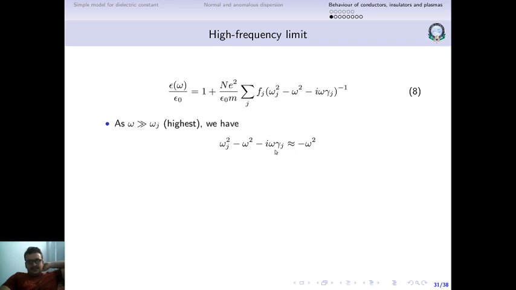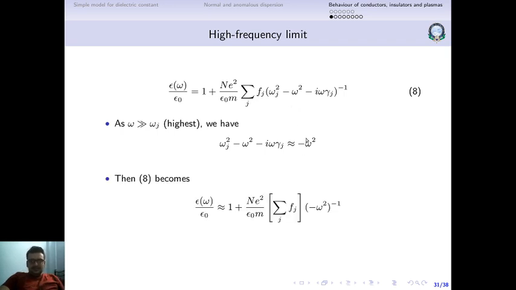Gamma is anyway going to be extremely small, and of course the square of a large quantity will be far greater than that quantity itself, so this quantity also is neglected. So the entire quantity inside this bracket will be approximately equal to minus omega square. Using this approximation in equation number 8, we get the dielectric constant to be equal to 1 plus n e square by epsilon naught m, because this dependence of omega on j is gone, as the entire thing is equal to minus omega square. So this is going to come outside.